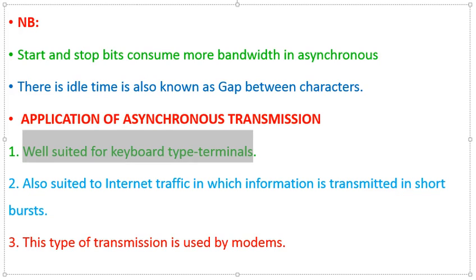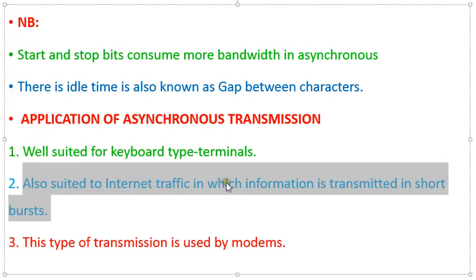Therefore, we can see that each character is transmitted separate from the other. This is very similar to asynchronous mode of transmission. And of course, this method found application in traffic which transmits a short burst of information, then another one, then another one, like in internet. Because in internet, you send your search request, then the browser will take it, search the result and bring it back to you.